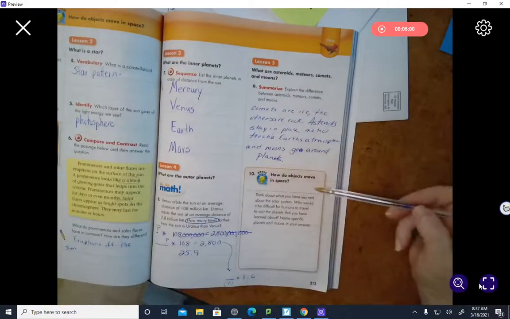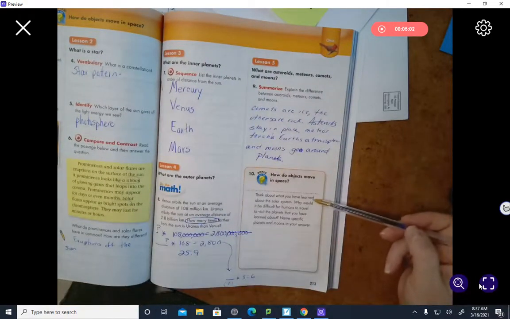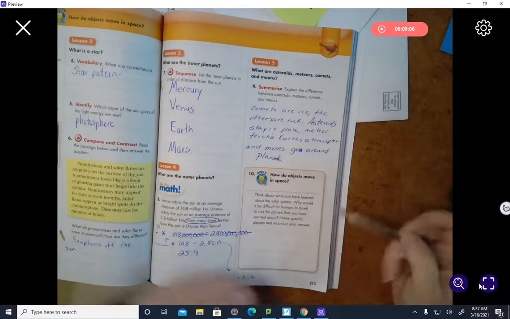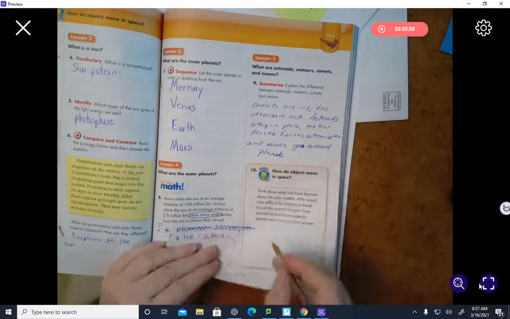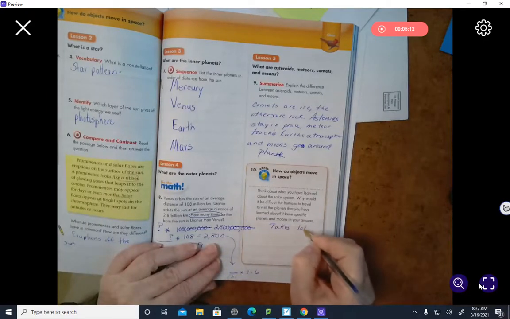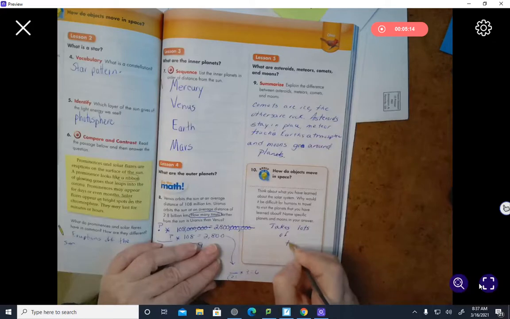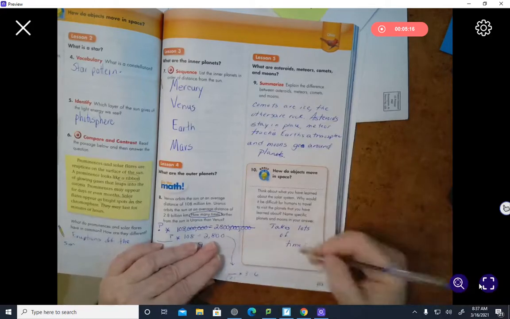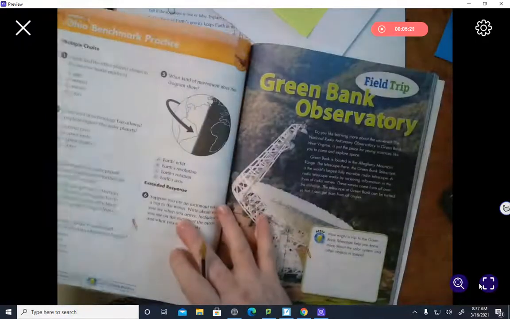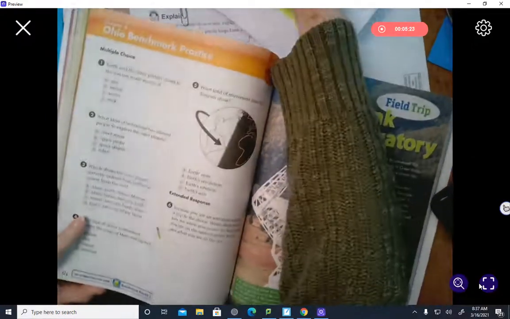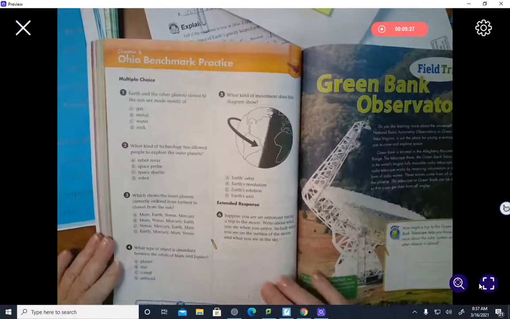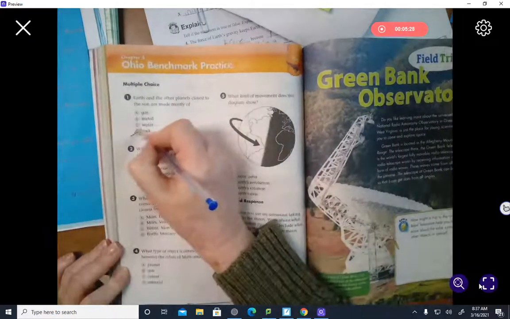How do objects move in space? Think about what you've learned about the solar system. Why would it be difficult for humans to travel to visit planets that you've learned about? Why that would be so hard is it takes lots of time. That's our number one. Takes too much time. You have to spend lots and lots of your life. And then the last one here is, Earth and other planets closest to the sun are made mostly of rock.